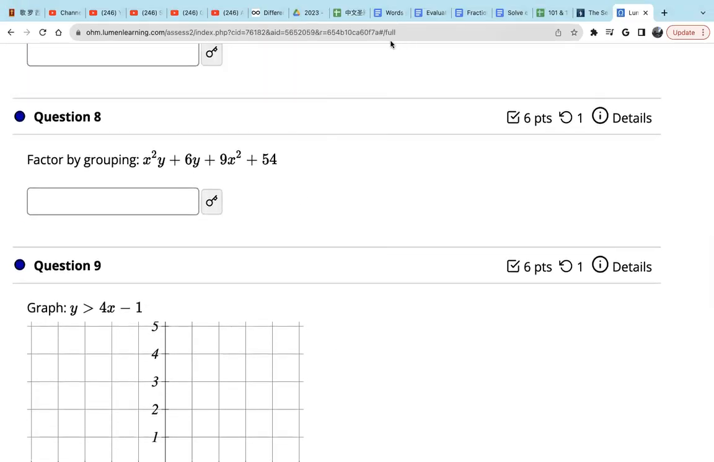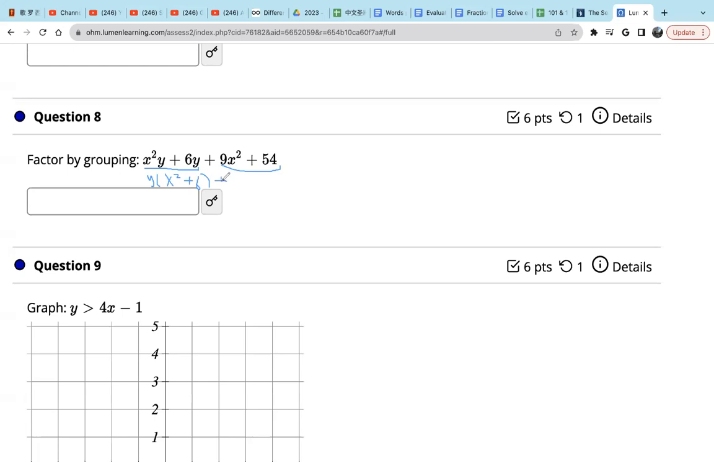Okay, we want to factor this expression. Let's observe, we have 4 terms. So if we have 4 terms, usually we want to group them 2 by 2. If we group those two, we see y is a common factor, right? We can factor out y. We have x squared plus 6 inside the parentheses.